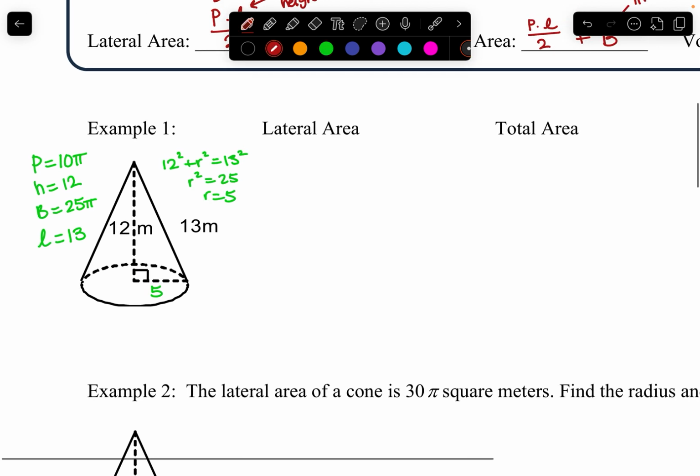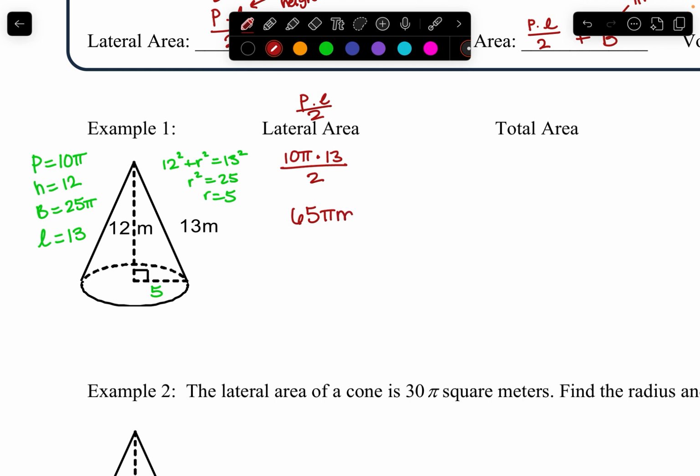And then I'm just going to plug these things in. Lateral area is P times L divided by 2. So our perimeter is 10 pi times our slant height divided by 2. So 10 times 13 divided by 2. This will be 65 pi meters squared.